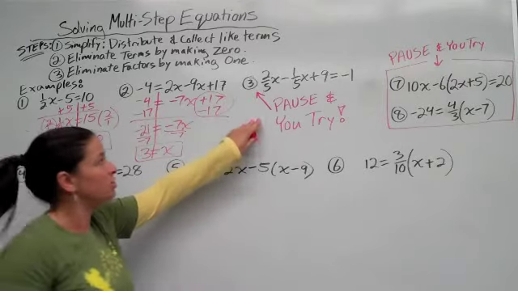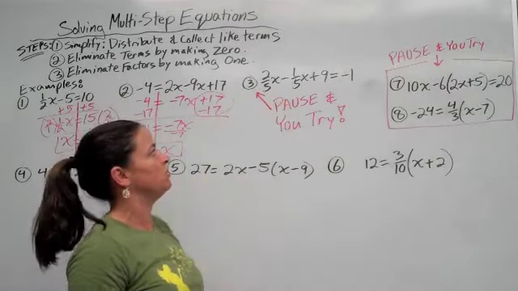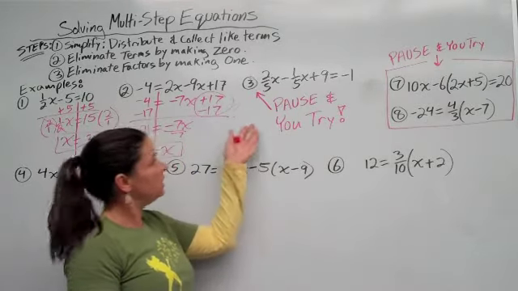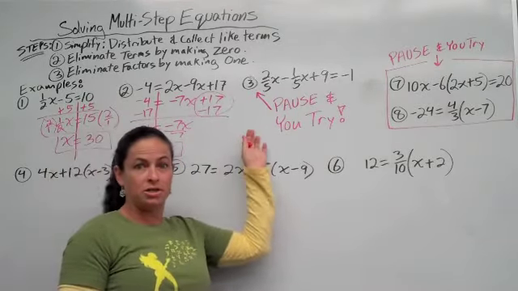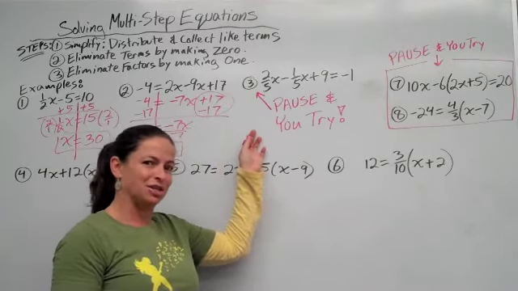Excellent. Number 3, 2/5 x minus 1/5 x plus 9 equals -1. You pause, you try it, and then I'll come back and check and see how you did.